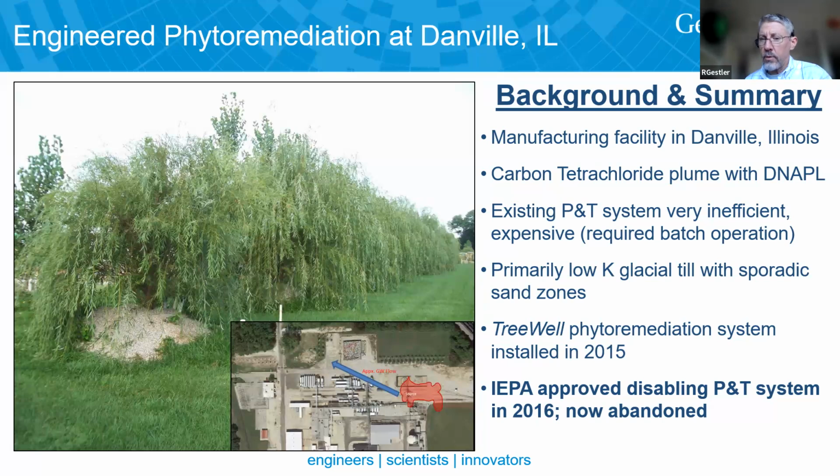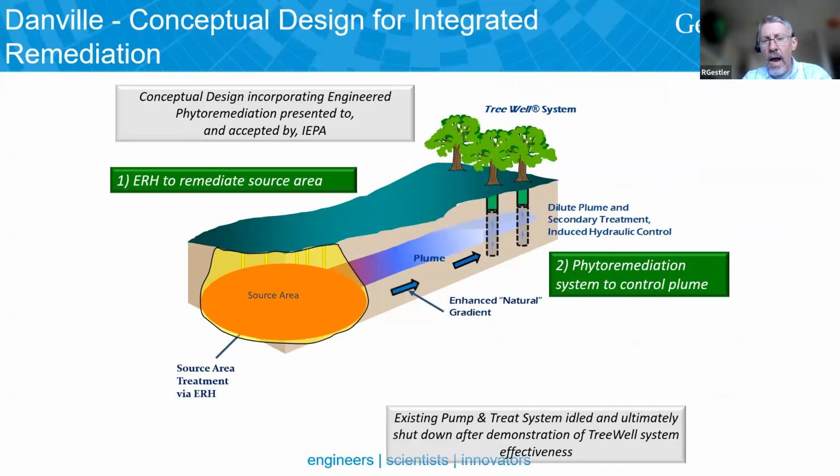Some of that's attributed to the tight glacial till soils that were encountered at this site. If you're familiar with glacial tills, they're very low hydraulic conductivity. They can really be a beast to target effectively, to remediate effectively. And so in 2015, we installed an engineered phytoremediation system. I'm already giving away the good news here. Illinois EPA approved disabling the pump and treat system in 2016. It's been abandoned.